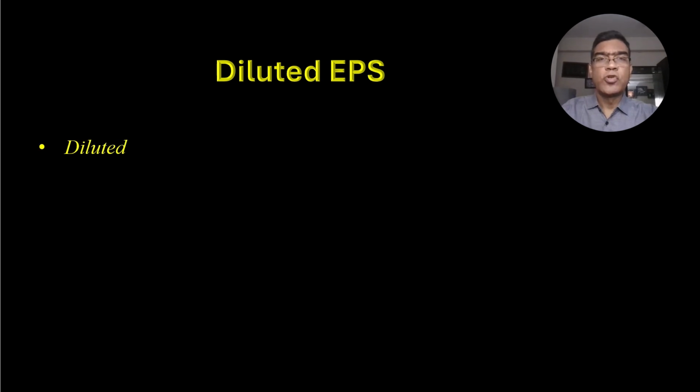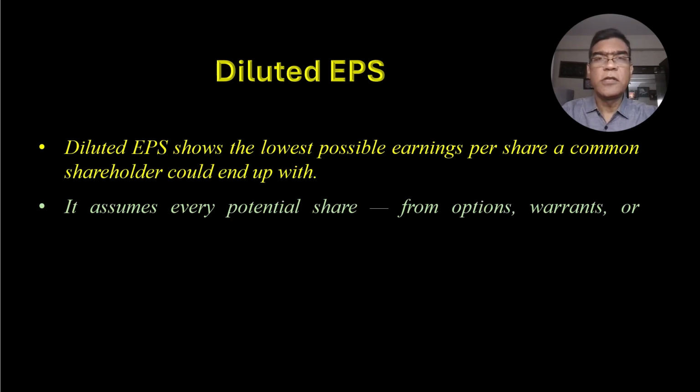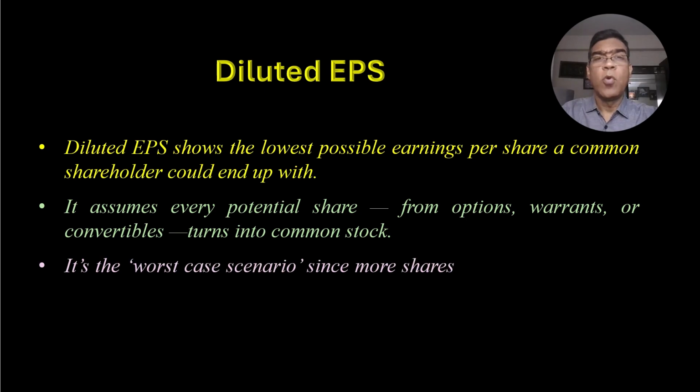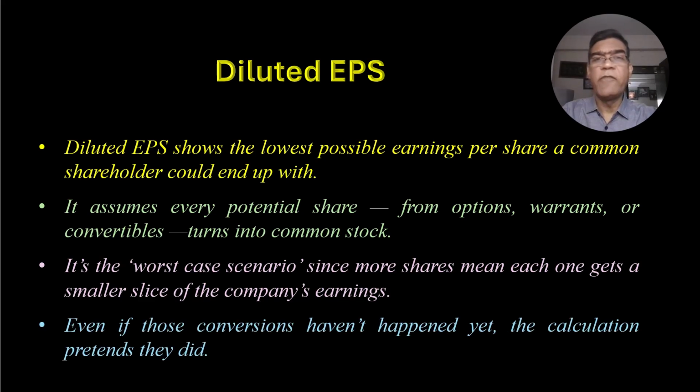Let's dive in. Diluted earnings per share shows the lowest possible EPS a common shareholder could end up with. It assumes that every potential share from options, warrants, or convertible securities turns into common stock. This is the worst case scenario because more shares mean each one gets a smaller portion of the company's earnings. Even if those conversions haven't actually happened, the calculation pretends they did. That's why it is called a stress test.